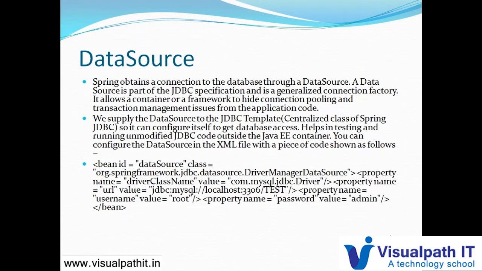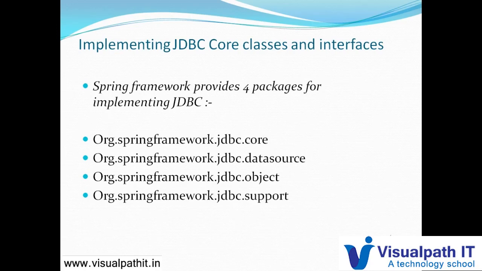Bean ID is equal to dataSource. The data source is from org.springframework.jdbc.datasource.DriverManagerDataSource, that is a class. The property name is driverClassName, the value is com.mysql.jdbc.Driver, and this is the path of the DB, localhost:3306 for MySQL, then the username, password, and their values. This is how it is configured. Basically the class name is very important, as well as the credentials of the MySQL or whichever DB we are preferring.